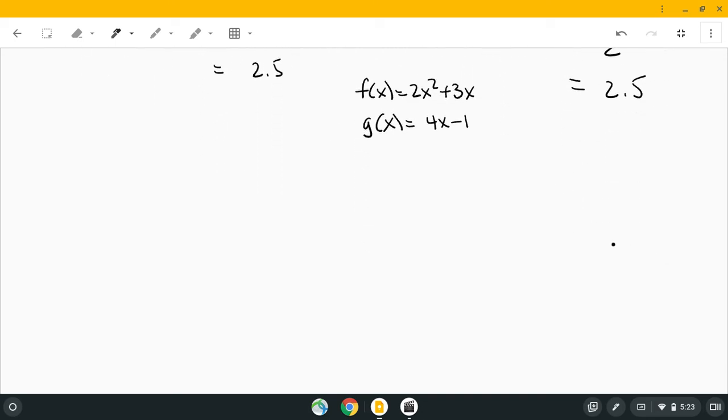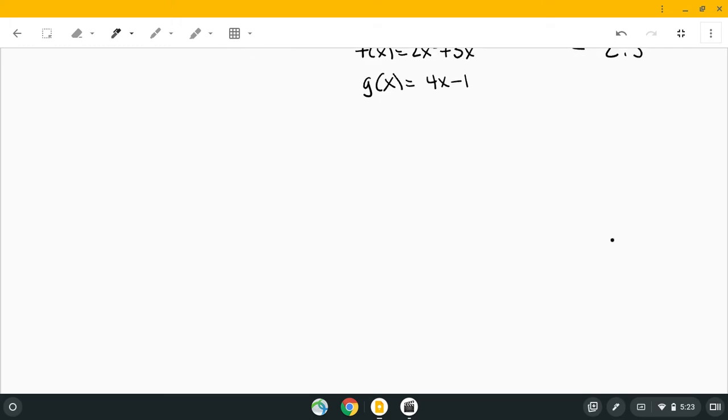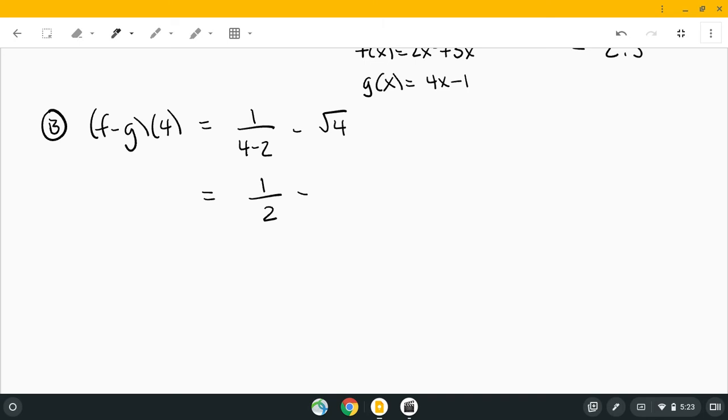Okay, let's do letter B, F minus G of 4. So that's going to be 1 over 4 minus 2, minus square root of 4. 4 minus 2 is 2. Square root of 4 is 2. And this here will give us negative 1.5.